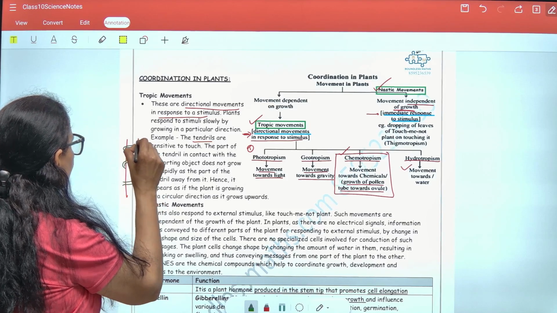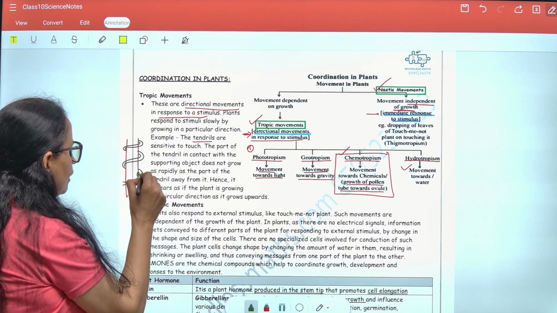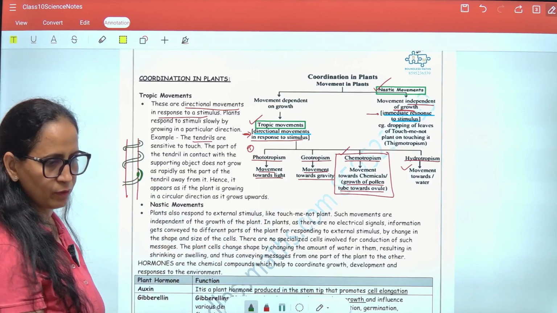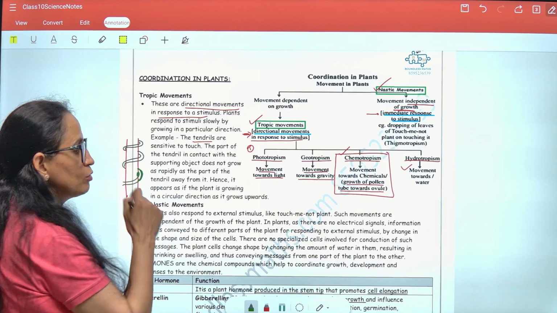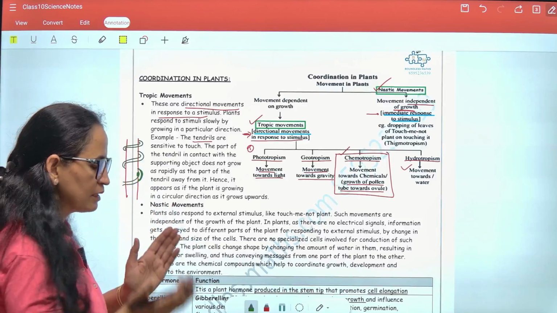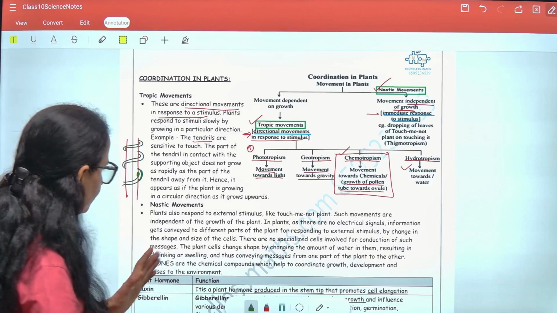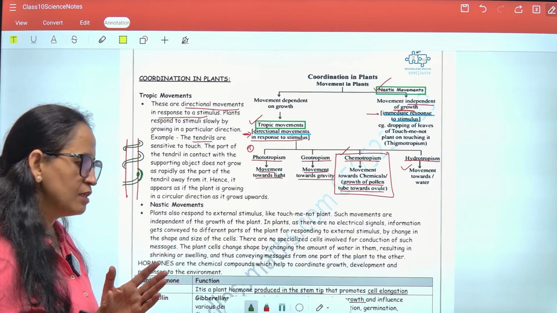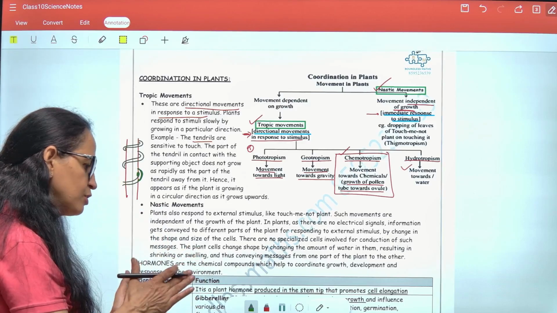So what is happening is the part of the climber that is in contact with the support will grow lesser, but the part of the climber stem that is outside will grow more so that it can turn around that support, right? So this is a tropic movement because it is related to the growth of the plant in that way. It is again because of the release of certain hormones. We are going to look at what hormones are released in plants. So the releasing of these hormones triggers more growth towards the part that is exposed to light, whereas the part that is not exposed to light and is touching the support grows lesser.